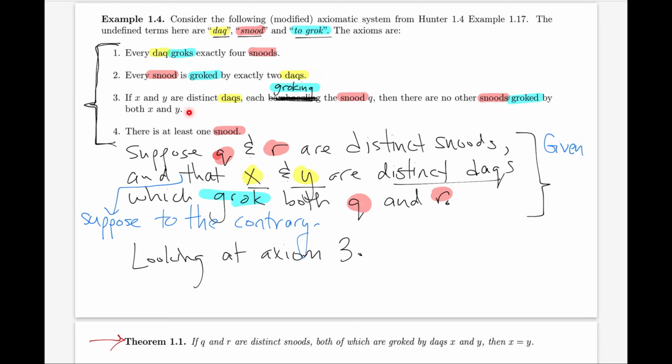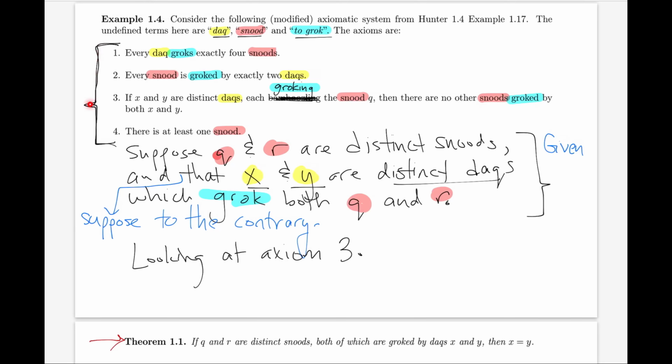Well, here X and Y are distinct DACs. They grok Q, but they also grok R. And so what axiom 3 is telling us is that, well, X and Y are both grokking Q, so we would have to have Q and R be the same snood. Otherwise, axiom 3 would have been false. But we already are supposing that Q and R are not the same. We're supposing that Q and R are actually distinct snoods.